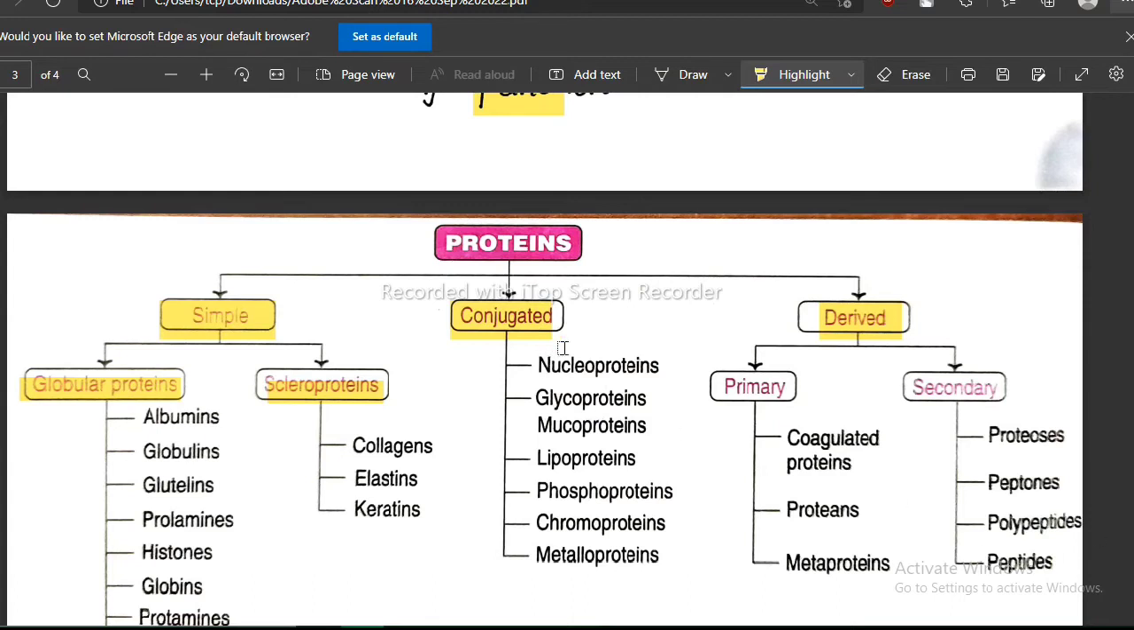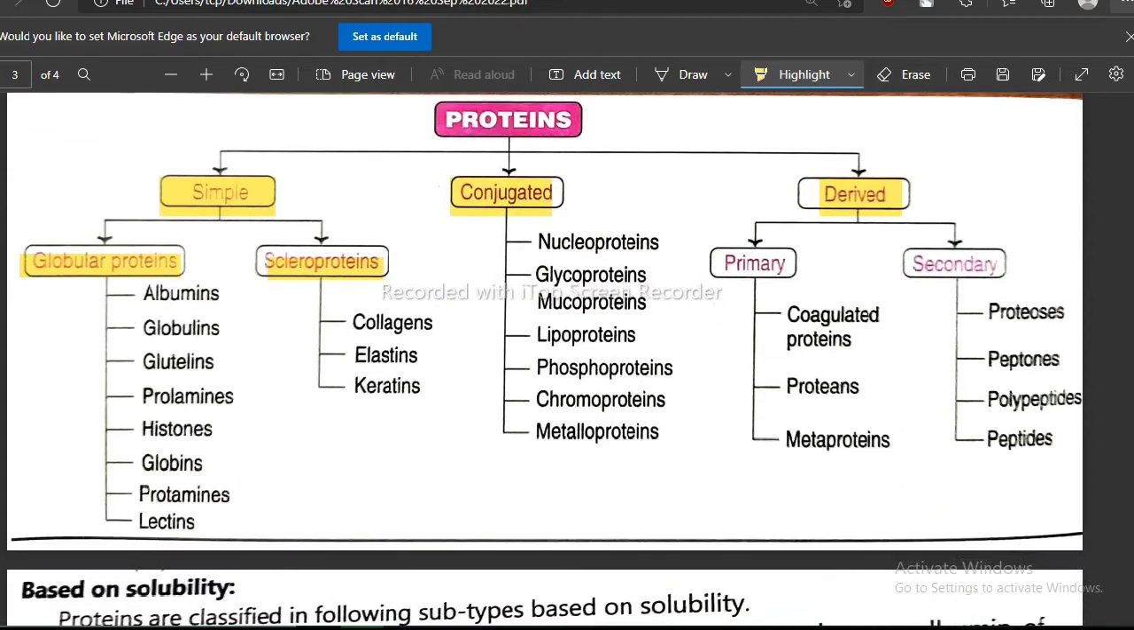So here are the examples of conjugated protein, that is nucleoprotein, glycoprotein, mucoprotein, lipoprotein, phosphoprotein, chromoprotein and metalloprotein. Next we have the derived protein, which is further divided into primary and secondary protein. In primary protein we have coagulated proteins and metaproteins, and in secondary protein we have proteoses, peptones, polypeptides and peptides. So here are the examples of derived protein.